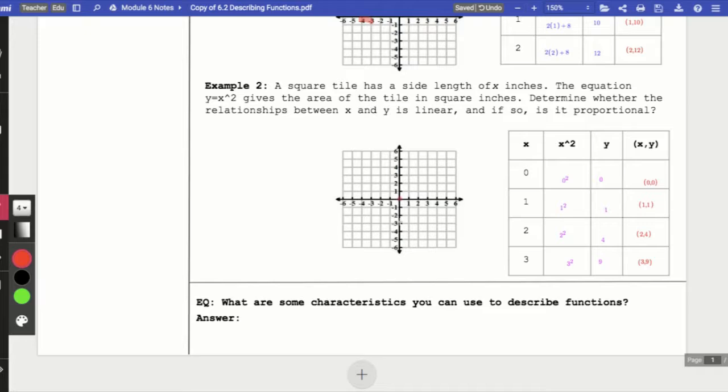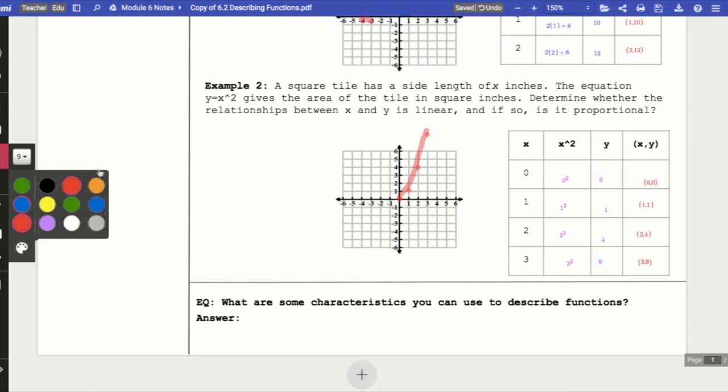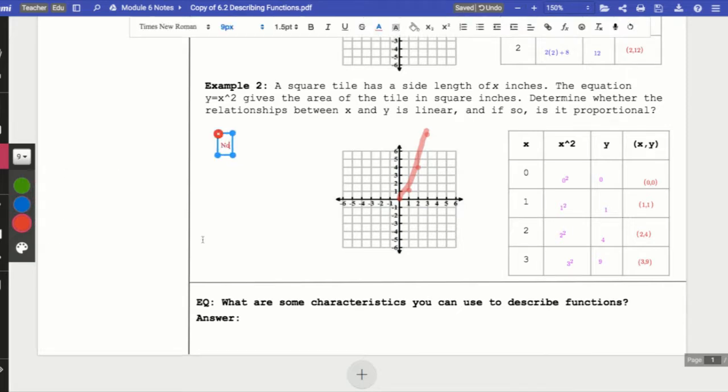So I know one's at 0, 0. And then I have another one at 1, 1. And then I got 2, 4. So over to 2, up to 4, and then 3, 9. And 9's not on here, but if I did put 9, it probably would be somewhere around right here. So if I connect these dots, you should be able to see that it's not a linear relationship. It's got a curve. It's what we call a quadratic relationship. And so this is a function, but it's not linear because it doesn't form a line. And since it's not linear, I don't really care if it's proportional or not because it doesn't matter. So this is going to be a nonlinear relationship because it doesn't form a line.